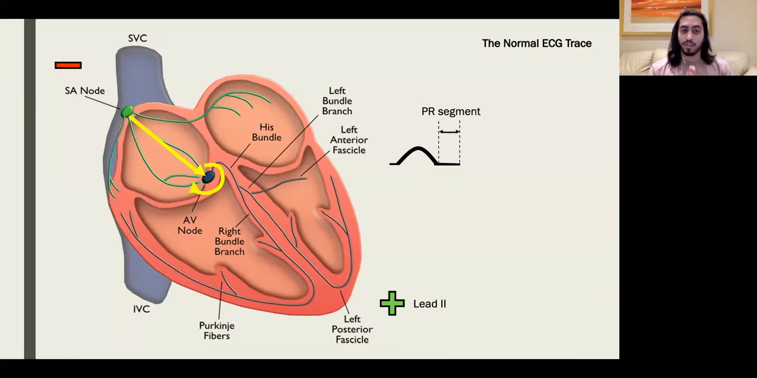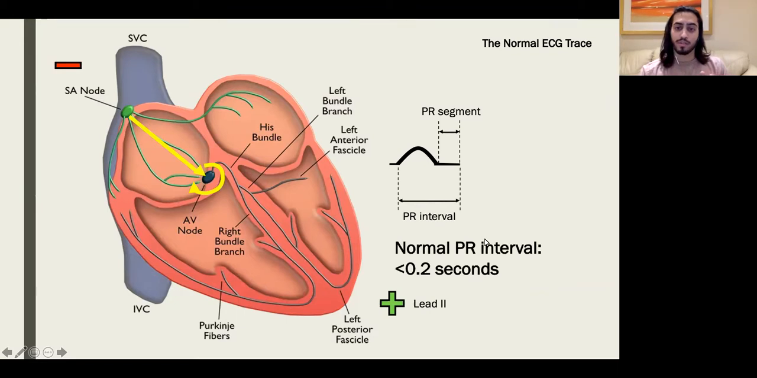And that is important as well, because if you know there's any lengthening or changes in the PR segment, you know there's a problem with the conduction going to the AV node. And what conditions are these important in? Things like your heart blocks, where you get lengthened PR segments. Things like your pre-excitation syndromes, which is quite advanced. But anything that's happening with the AV node, you get alterations in your PR segment.